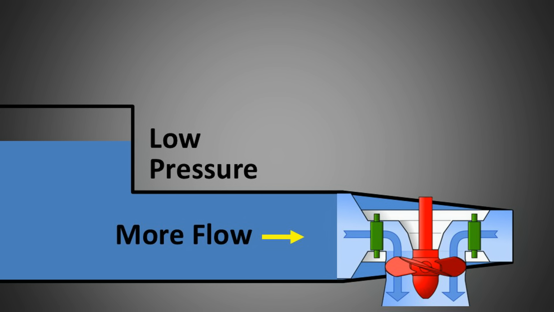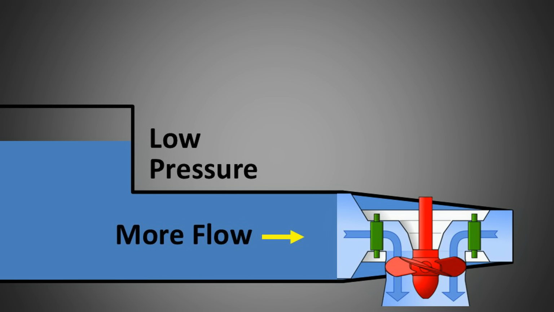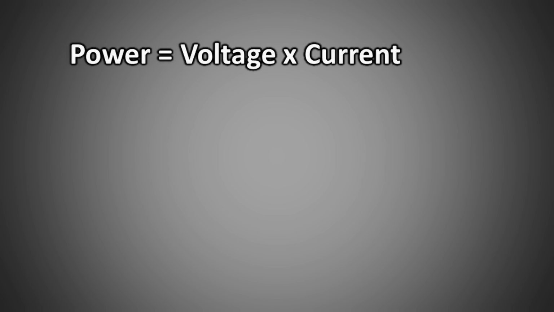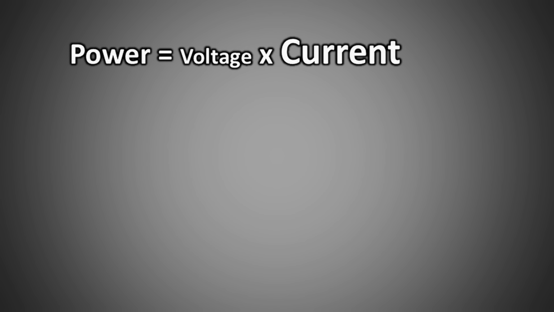low. In that case, we need a large amount of water to rotate the turbine. Even the type of turbine used will be different. So to get a fixed amount of power from water, there are two possibilities: high pressure plus small amount of water, or low pressure plus large amount of water. Electricity works in exactly the same way. Electrical power is the product of voltage times current. If voltage is high, only a small current is needed. If voltage is low, a large current is needed to get the same power.